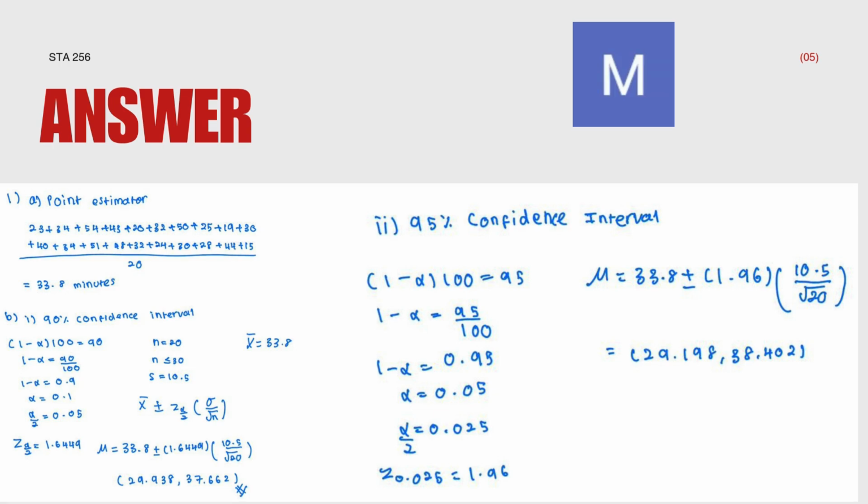Now for B2, we need to find a 95% confidence interval. Same as B1, but our alpha is different. So we get 29.198 to 38.402.